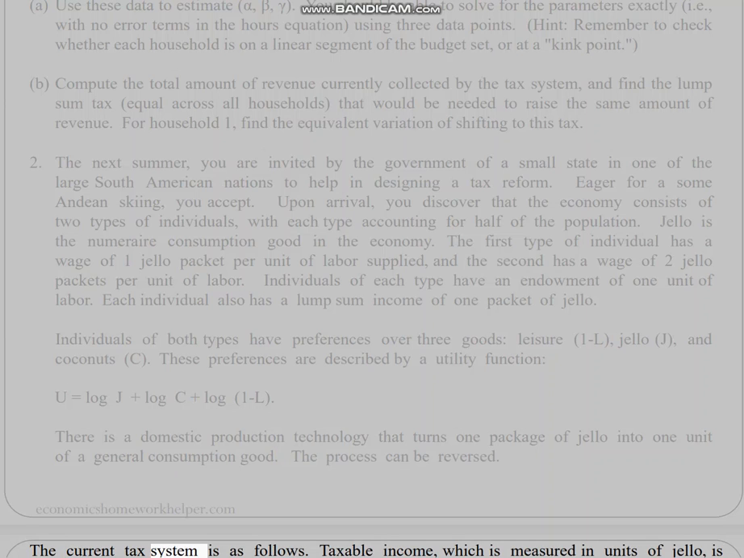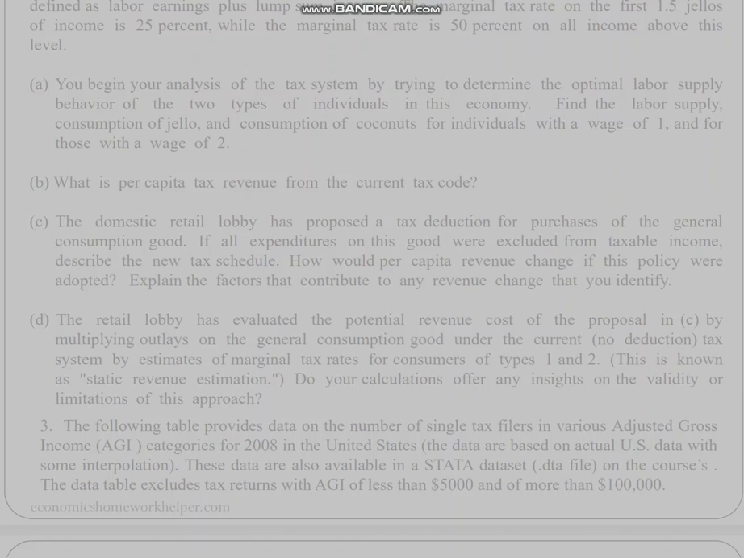The current tax system is as follows. Taxable income, which is measured in units of Jello, is defined as labor earnings plus lump sum income. The marginal tax rate on the first 1.5 Jellos of income is 25%, while the marginal tax rate is 50% on all income above this level.